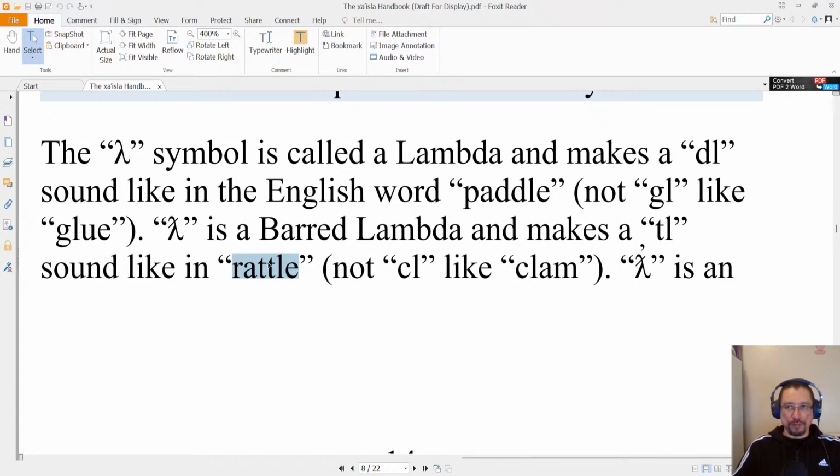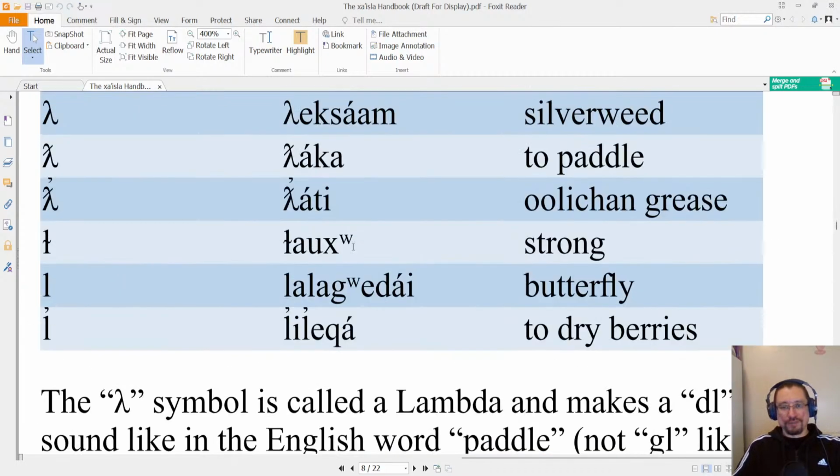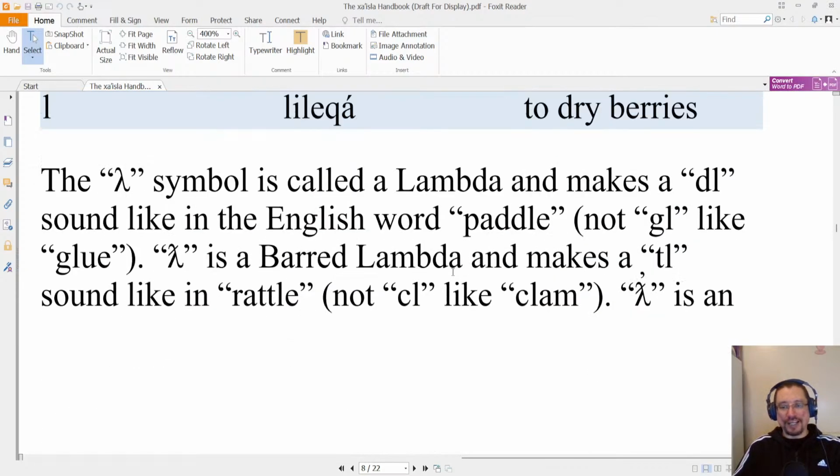One thing that I point out to people fairly often is that a common last name here in Kitimat Village is Maitland. And you can actually hear that I said it with a xa'isla accent. I said Maitland. Maitland. That's a good example. That's a common last name here. So it's a TL sound, not CL like clam or KL. So this here is tlakya, TL, not klakya like clam.